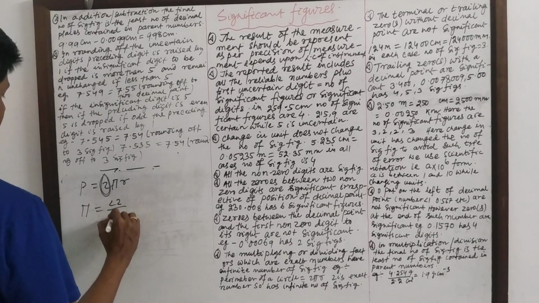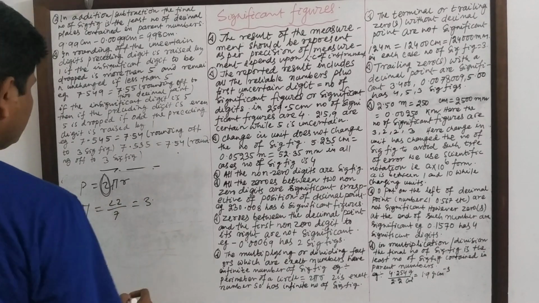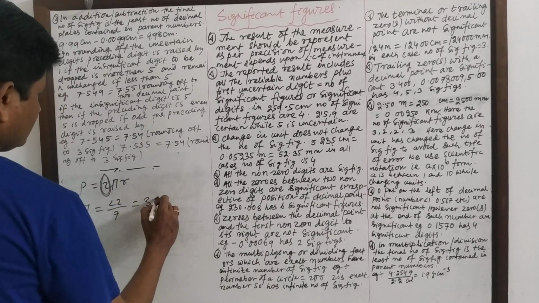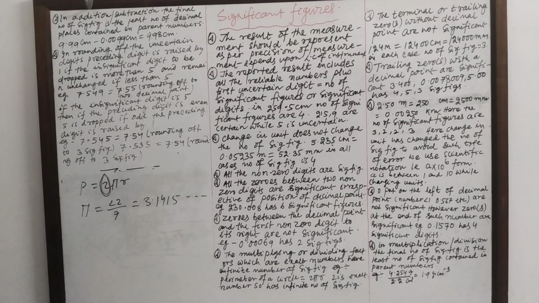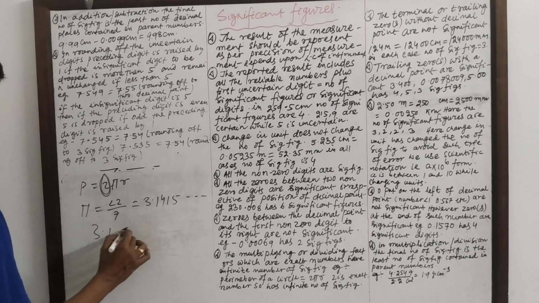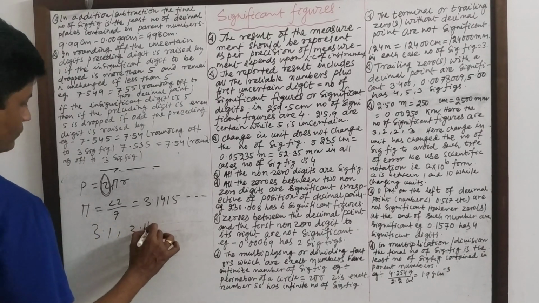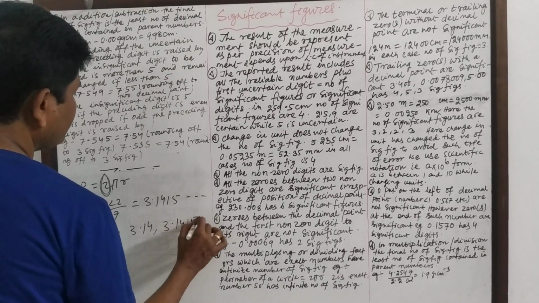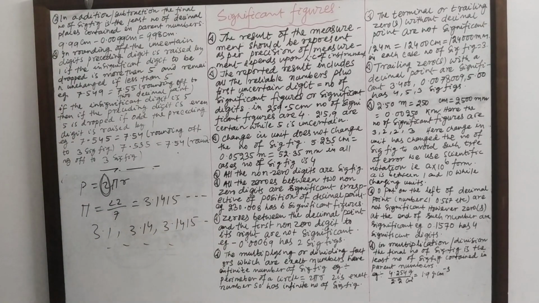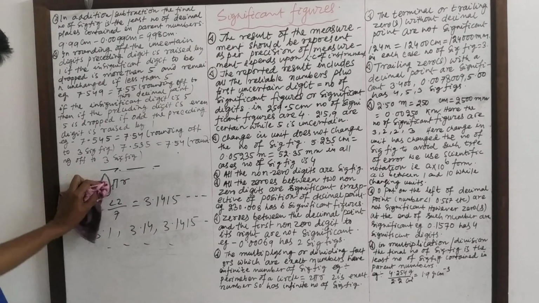Also in the case of pi, we can take pi is equal to 22/7 or 3.1, or 3.14, or 3.1415, etc., as we wish. It also has an infinite number of significant figures.